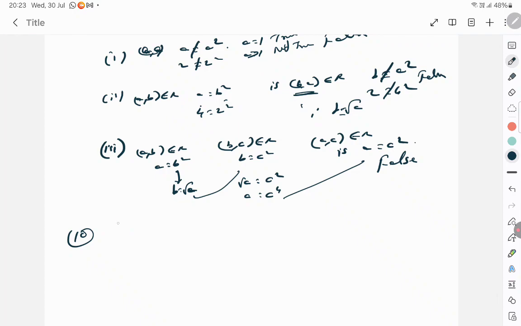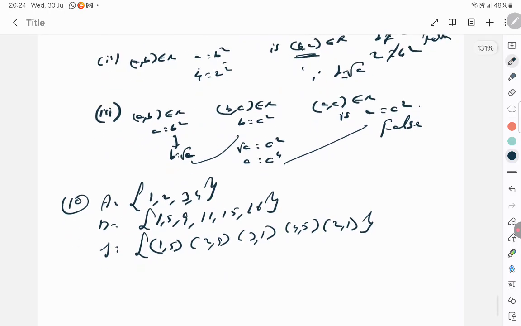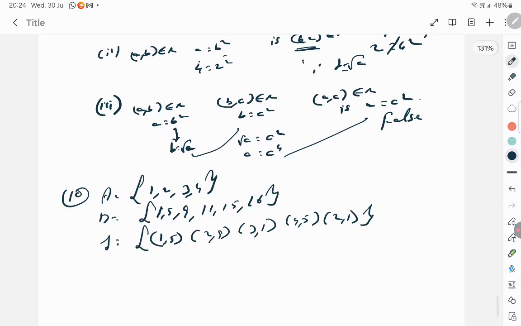The question is this: they have given A to be {1, 2, 3, 4}. They've given B to be {1, 5, 9, 11, 15, 16}. They've given the function to be {(1, 5), (2, 9), (3, 1), (4, 5), (2, 1)}. They've given this function. F is a relation.